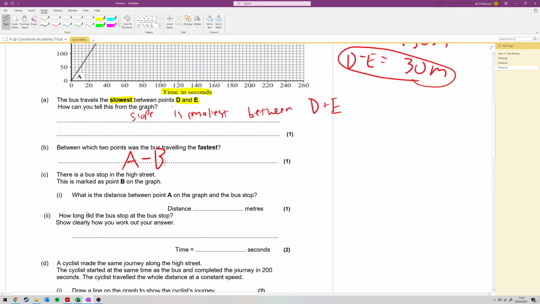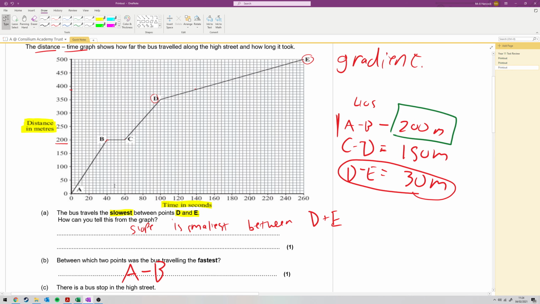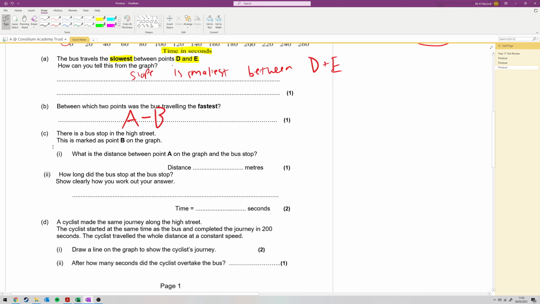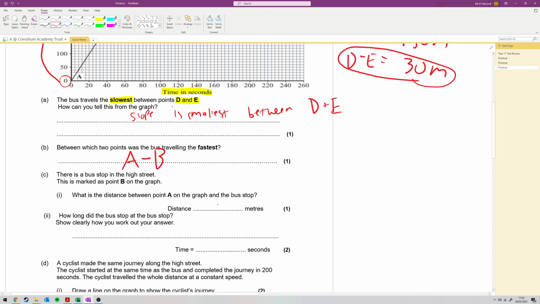There is a bus stop in the high street. This is marked as point B on the graph. What is the distance between point A on the graph and the bus stop? Well, we've done that already actually, because we wrote some stuff down about the graph. A is here at 0. B is the bus stop at 200. So the distance was from 0 to 200. So the distance to the bus stop must be 200 meters.